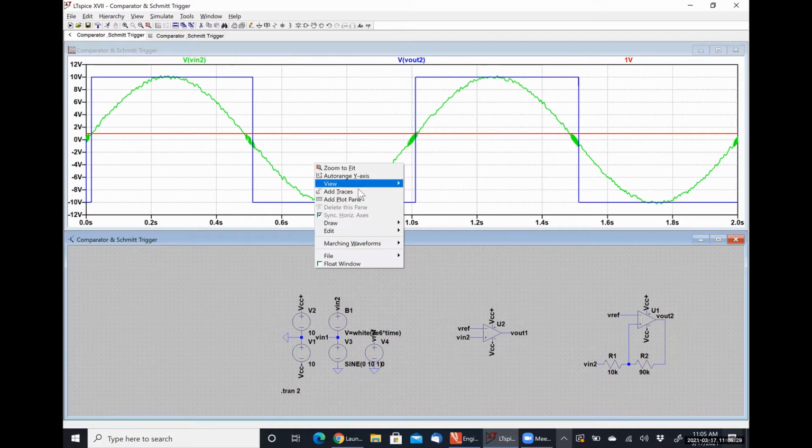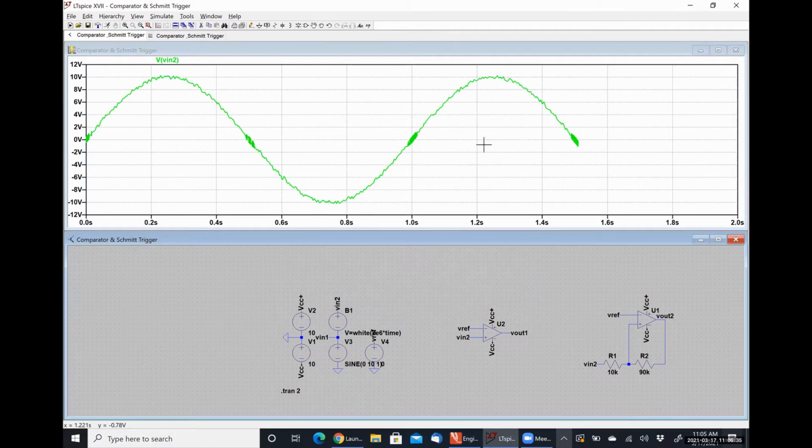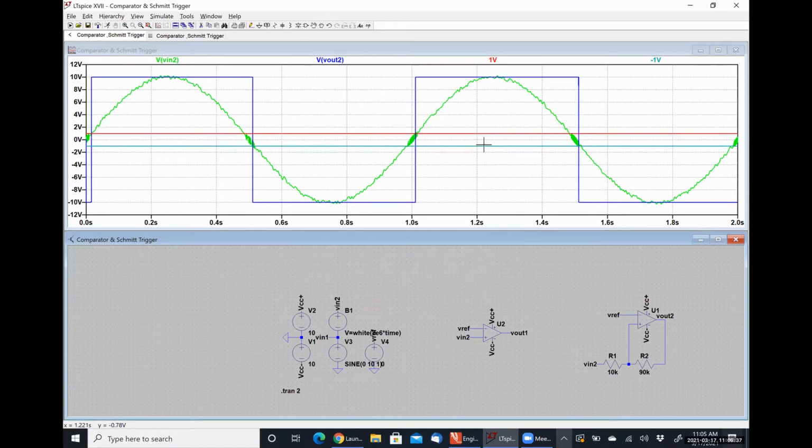And let me add another trace of -1 volt. And we can see that that is exactly where the switching is occurring. These values, 1 volt and -1 volt, are what are called trigger limits. 1 volt is the upper trigger limit.